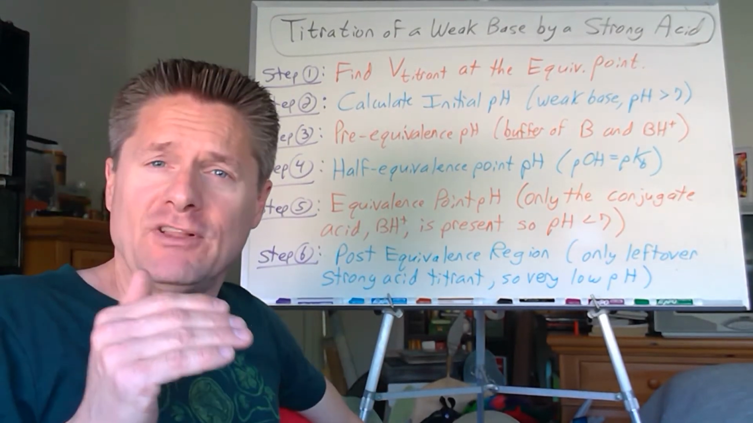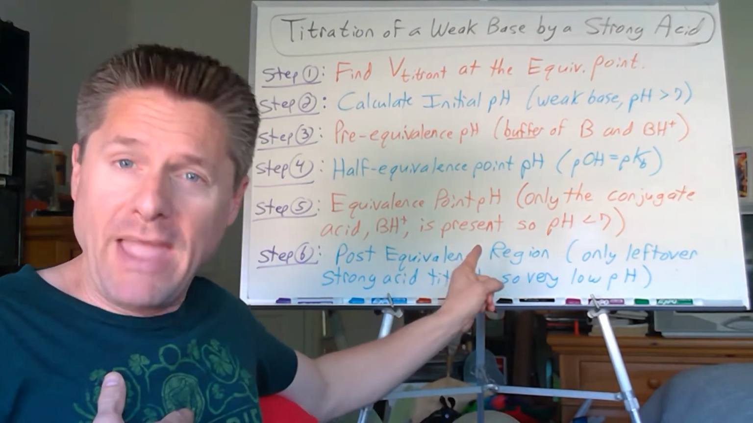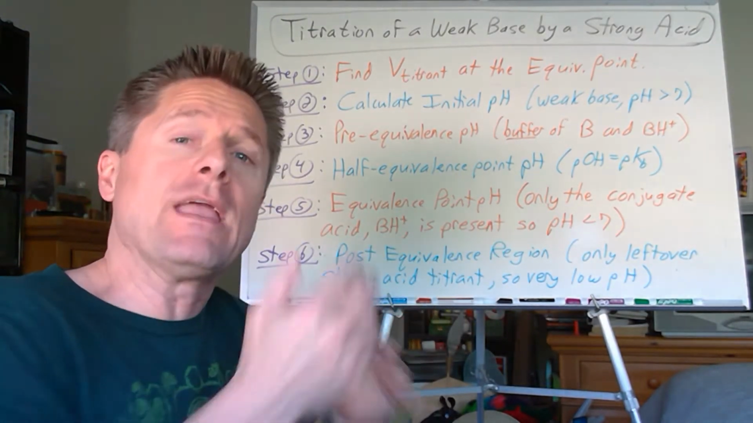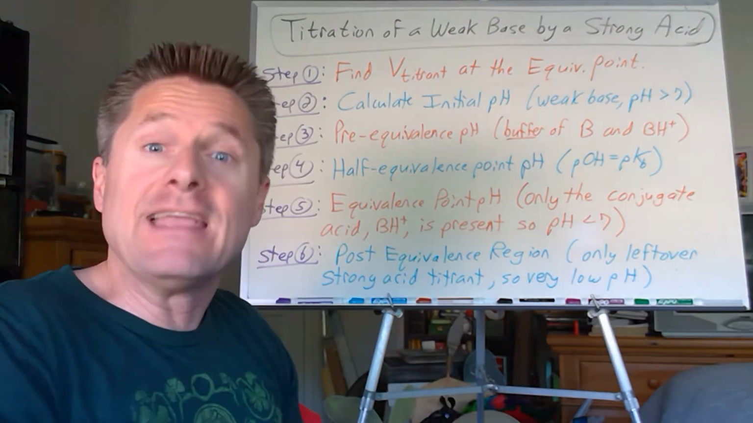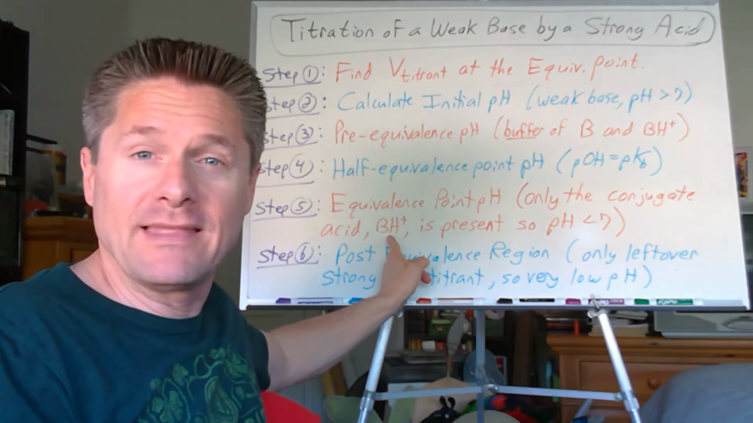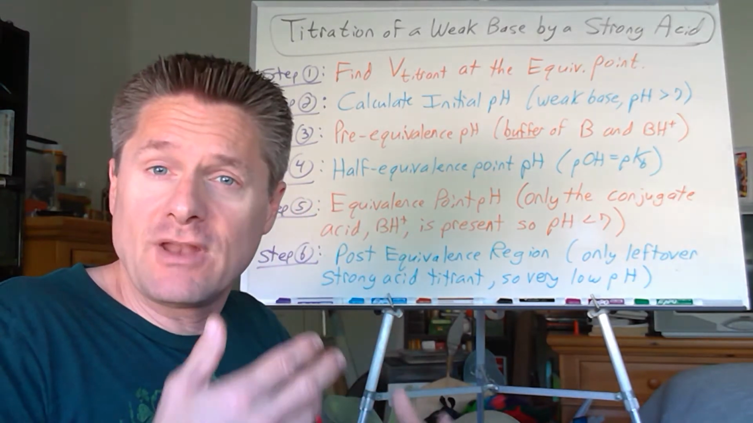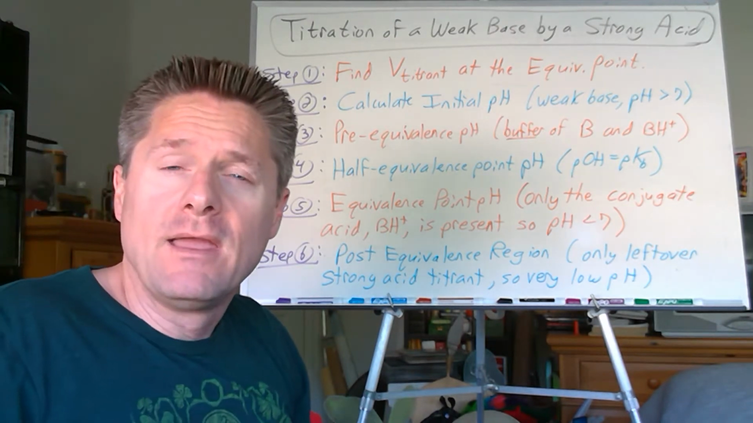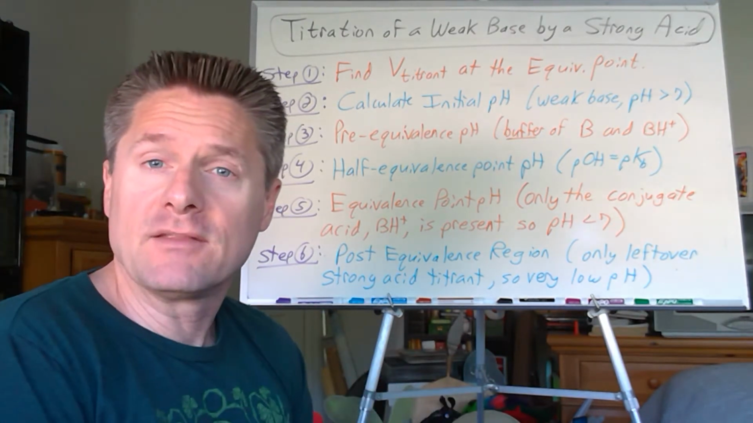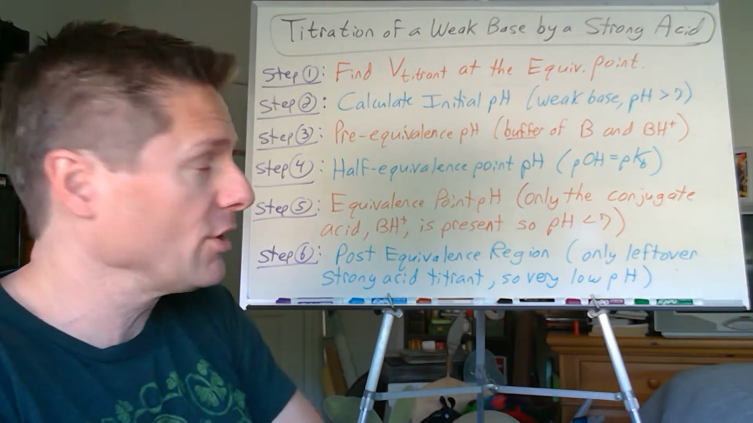Step 5 again, equivalence point, exactly like we did for the weak acid. But for a weak base, when you're at the equivalence point, the only species present is the conjugate acid, BH+. That's the only thing that'll be left. So we'll set up an ICE table to figure out the concentration of it, and then figure out its Ka and its concentration and all that fun stuff, and calculate x, and we're good to go.